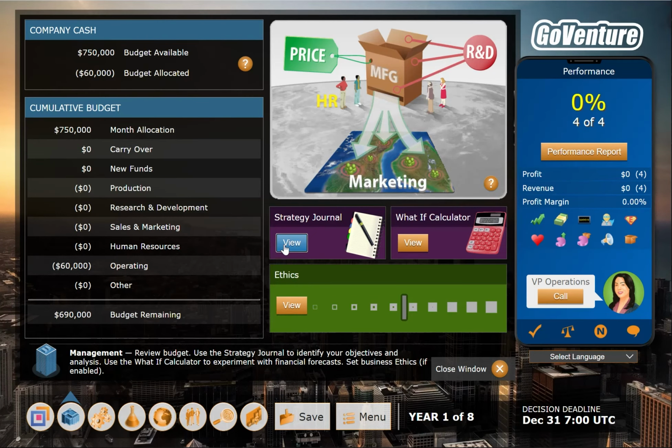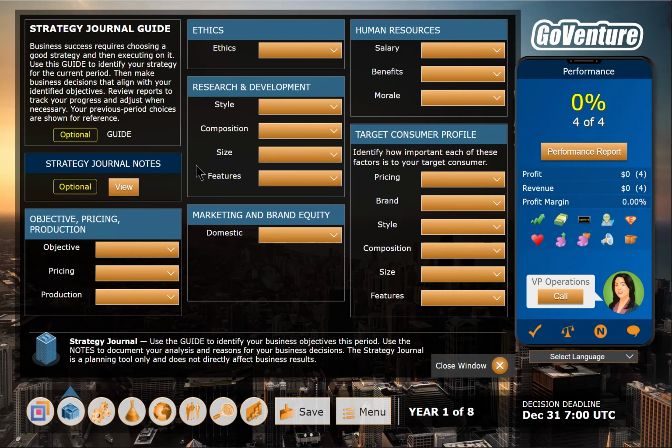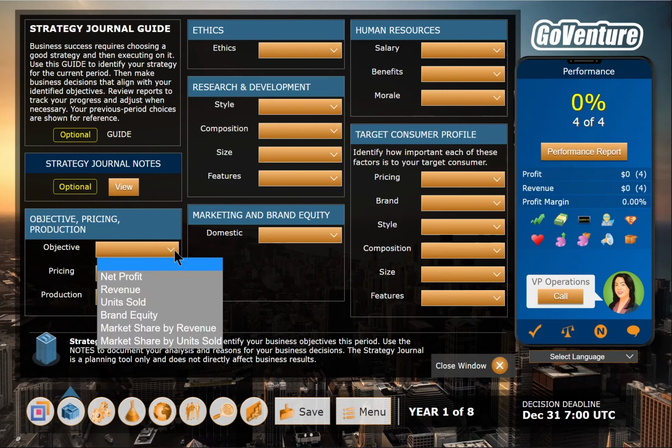We also have a strategy journal. Now the strategy journal may be required or optional, and you'll see the little tags here that suggest whether they're required or optional. And what it does is help put some structure to your strategic thinking. So it helps you identify what your objectives are at the beginning of each period of the simulation. You do that by clicking on each of the boxes and identifying your objective. For example, in year one, what is my objective? Is it to generate a lot of revenue? Is it to generate a lot of profit? Or maybe I just want to get a lot of market share by units sold.